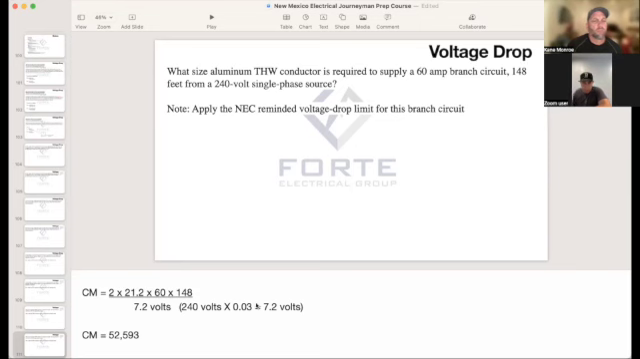So you have to find that first. You got to know it's a branch circuit, because it asks you right up here for a branch circuit. For a branch circuit, you only get 3% voltage drop, and the branch circuit is 240 volts, so you find 3% of the 240 volts. That's your maximum voltage drop.